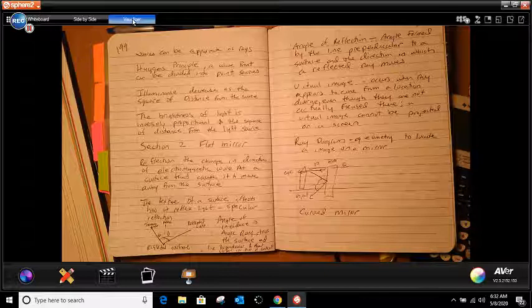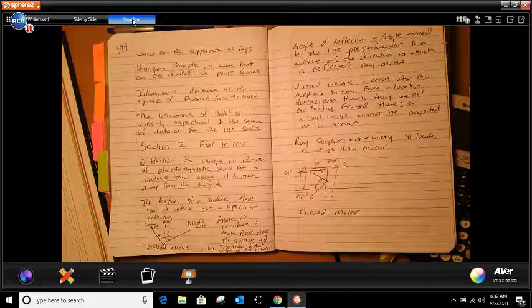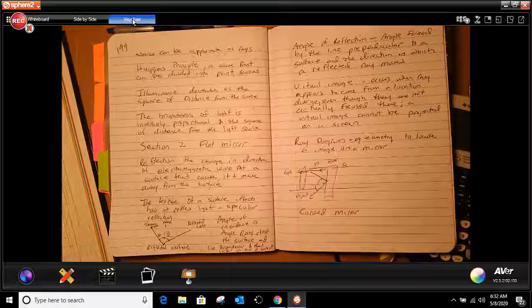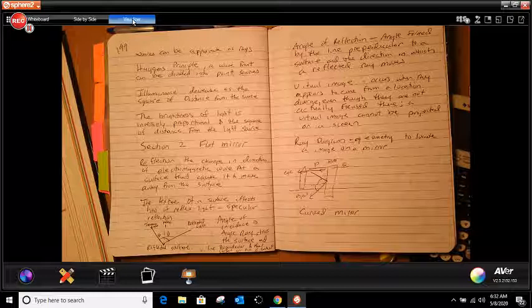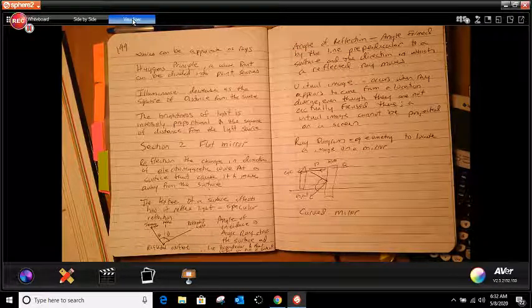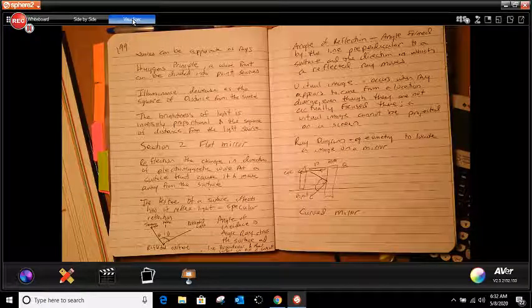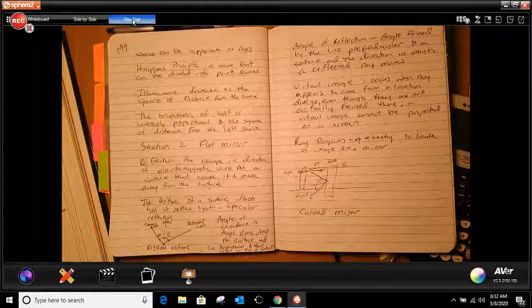Then it talks about how waves can be approximated as rays. We have the Huygens principle, which is that a wavefront can be divided into points of the source. And then it talks about illumination, which decreases as the square of the distance from the source. And then the brightness of a light is inversely proportional to the square of the distance from the light source.